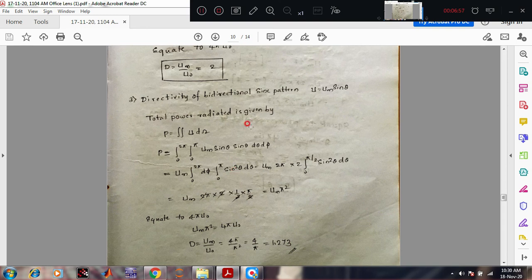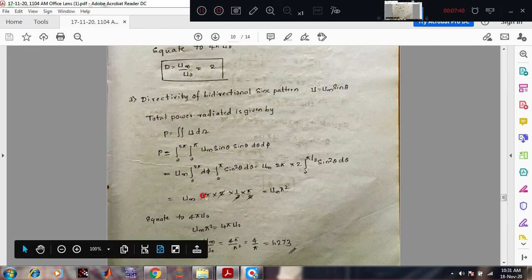Now look into the directivity of the bidirectional sine pattern, that is U = Um sin theta. The total power radiated is given by P = double integration of U d omega. So P is equal to the integral 0 to 2 pi, 0 to pi Um sin theta and sin theta d theta d phi. Um outside, integration 0 to 2 pi d phi, integration 0 to pi sin square theta d theta. So this will be Um 2 pi into 2 times the integral 0 to pi by 2 sin square theta d theta.